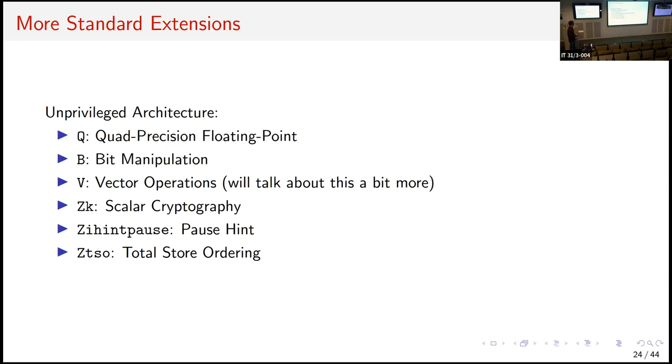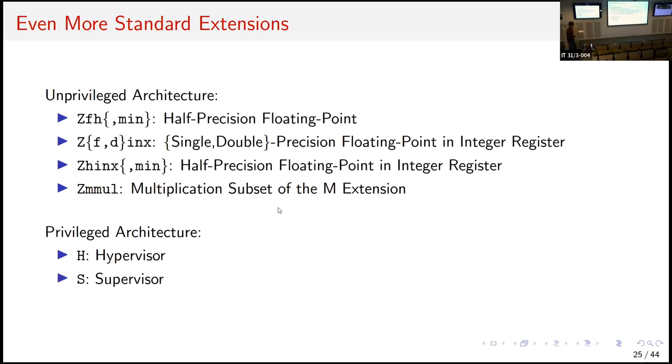So there are more: quad precision floating point, bit manipulations, then the vector operations. I will come back to that. And some more: half precision floating point, floating point in integer registers. There's also a standard extension for doing that. Then there's a subset if you only need multiplication but don't need integer division. Maybe for some embedded device, you want to have multiplication, but maybe you don't need the division. And then there are also extensions for hypervisor and supervisor. So if you want to use virtualization, that's also defined as part of an extension.